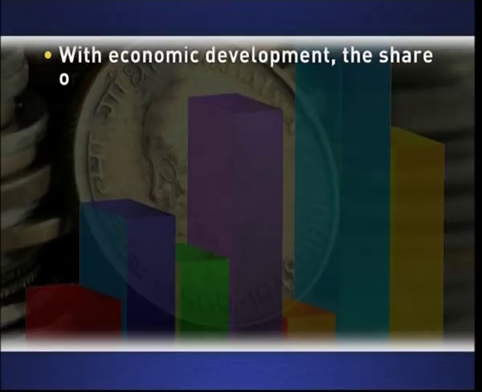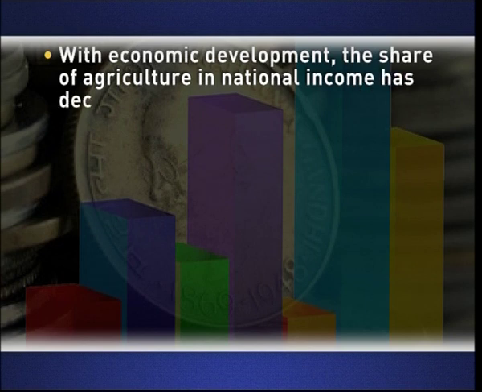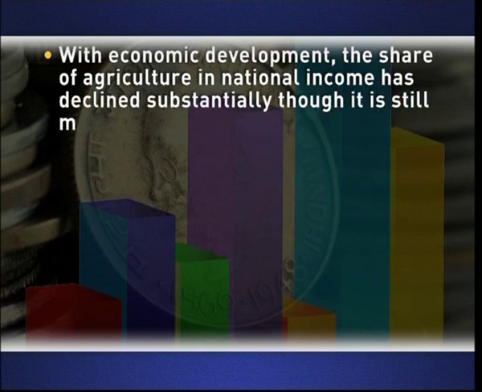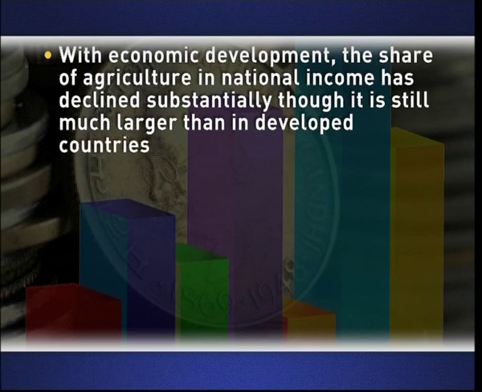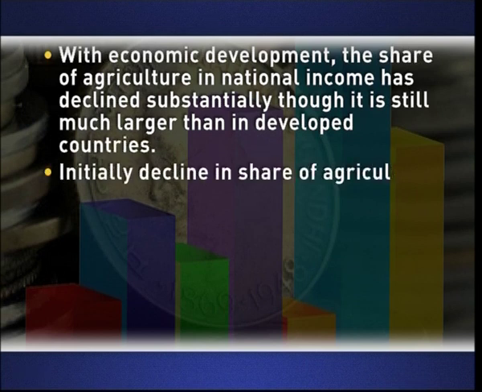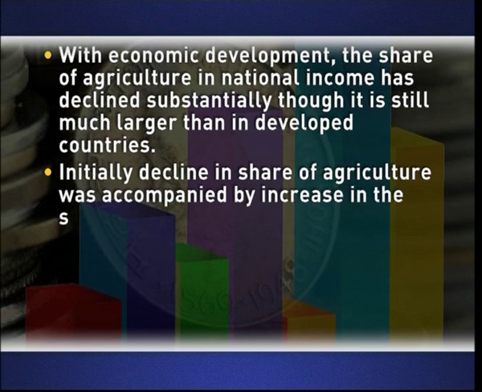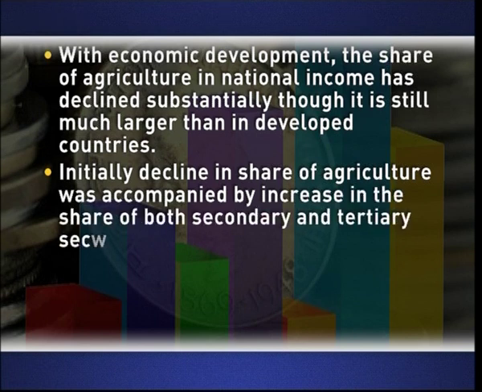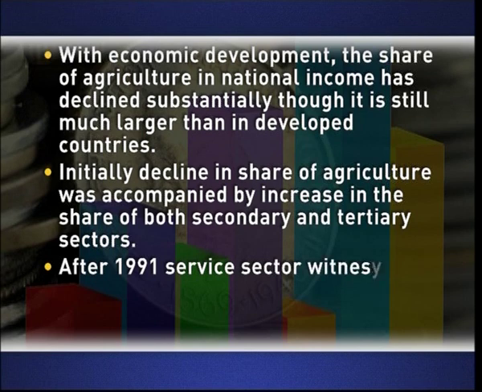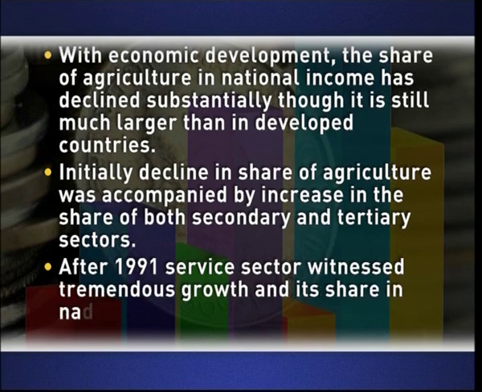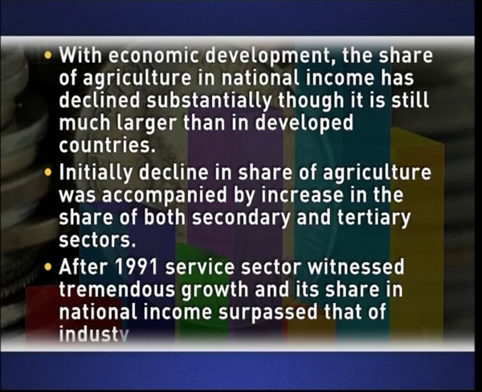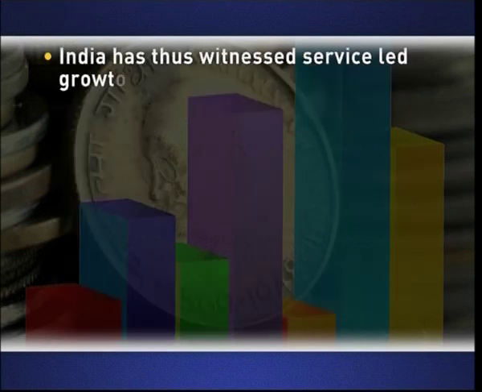Before we wind up, let us now sum up some of the major findings. With economic development, the share of agriculture in national income has declined substantially, though it is still much larger than in developed countries. Initially, decline in share of agriculture was accompanied by an increase in the share of both secondary and tertiary sectors. After 1991, the service sector witnessed tremendous growth and its share in the national income surpassed that of the industrial sector. India has thus witnessed service-led growth.